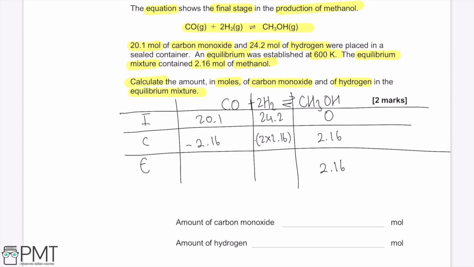So we can now calculate the total amount of moles in the equilibrium mixture using subtraction, where to 3 significant figures we will get 17.9 and 19.9, and this gets us both marks.